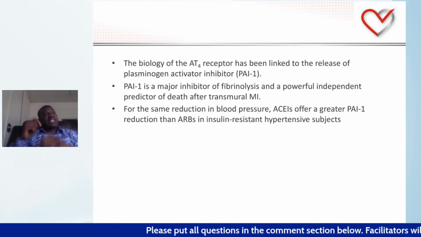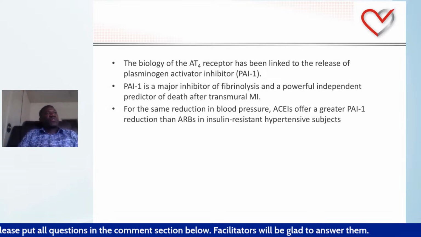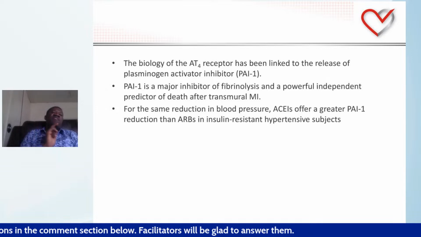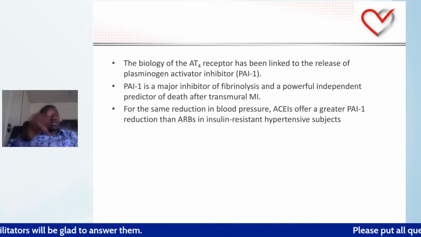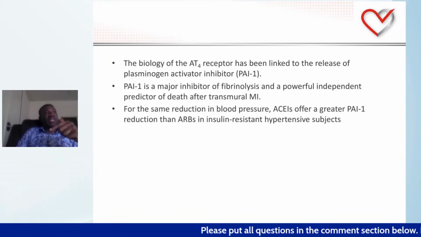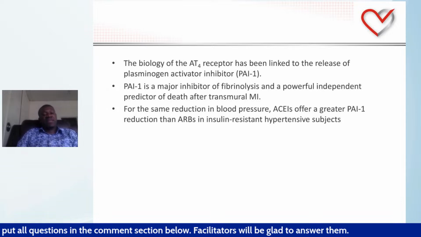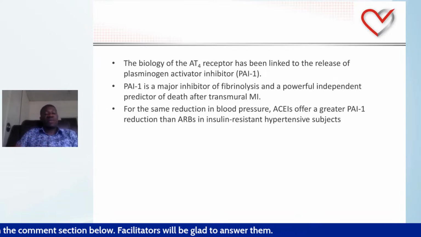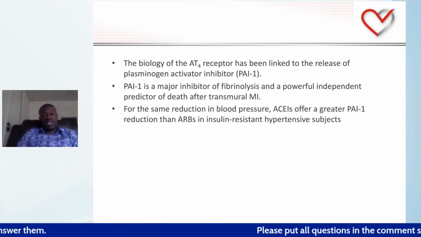So we are saying that AT4 receptors, as has already been mentioned, are usually quiescent. But after we have blocked the AT1 receptor with angiotensin 2 receptor blockers, it leaves the AT4 pathway permanently stimulated by angiotensin 2, which builds up and usually leads to the release of plasminogen activator inhibitor, a major inhibitor of fibrinolysis. And it's also been found to be a very powerful independent predictor of death after people have developed myocardial infarction.